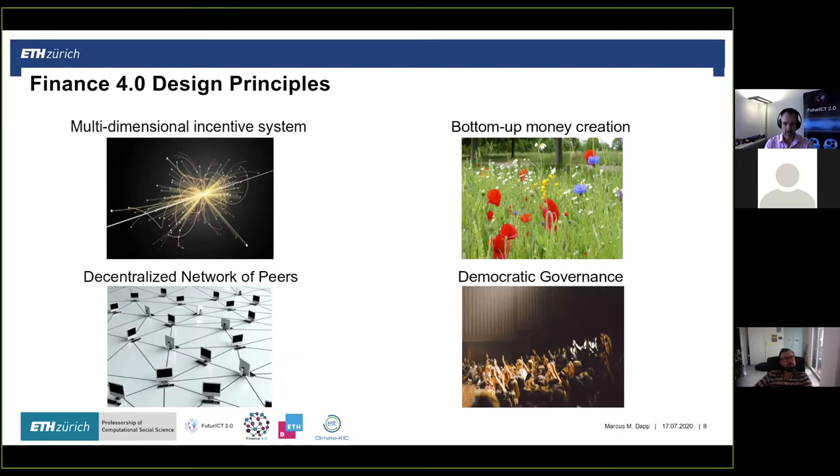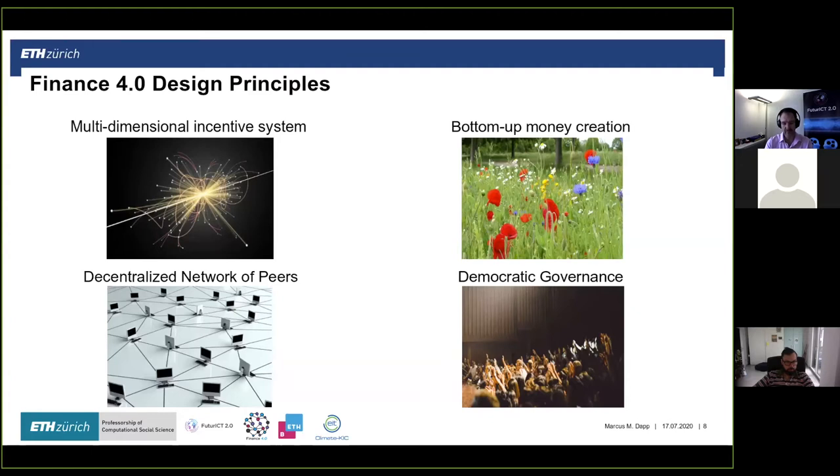That goes together with bottom-up creation of money or currency, or actually more generalized of tokens, capturing this incentive. We would like to allow as many people as possible to engage in this process, to capture all the different goals that are outside and are relevant to different communities. Technically, it's not surprising to you, we use a decentralized network of peers because we think that is exactly one of the scenarios and use cases of such a system.